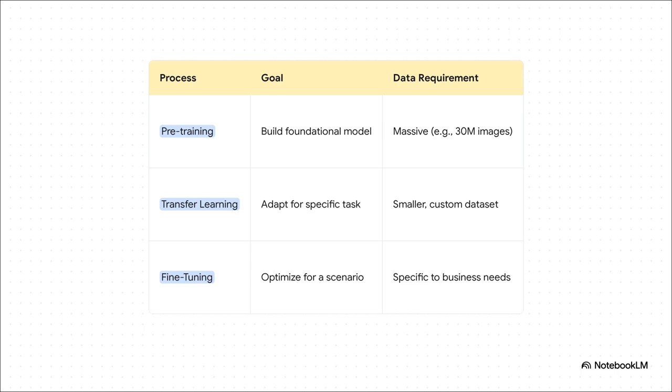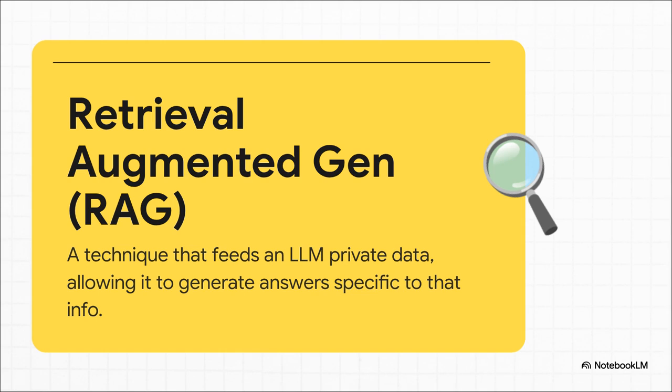super specific business need. And that leads us to one of the absolute hottest concepts in AI right now, RAG, or Retrieval Augmented Generation. Honestly, this is the magic behind so many new AI startups. The idea is simple. You take a powerful general LLM, you feed it your own private data, and bam, suddenly it's an expert on your specific information, able to generate answers that no other model in the world can.